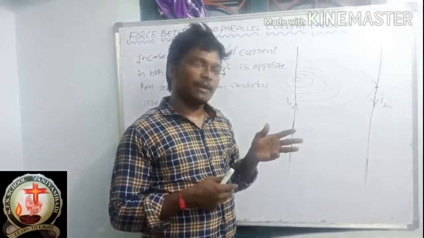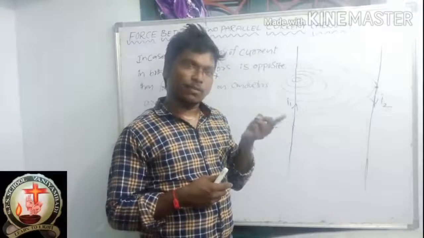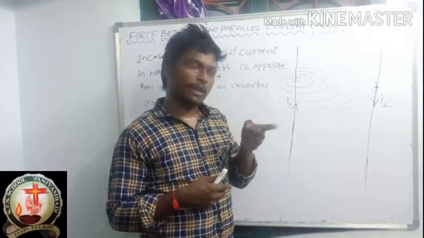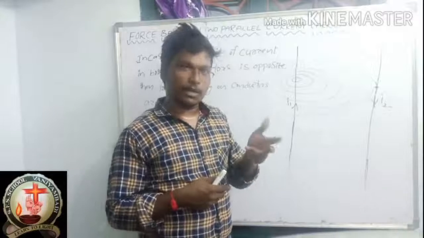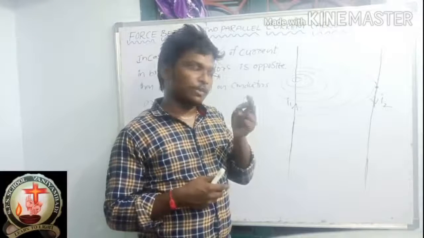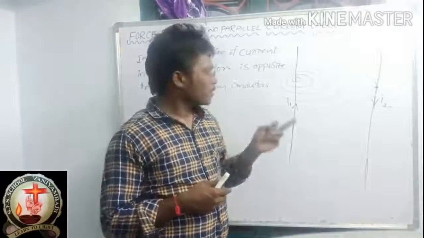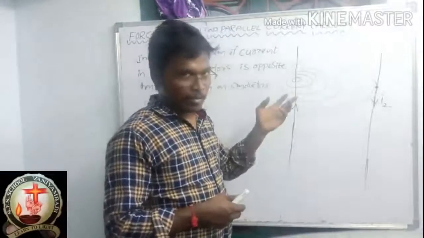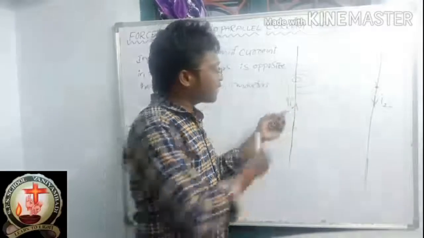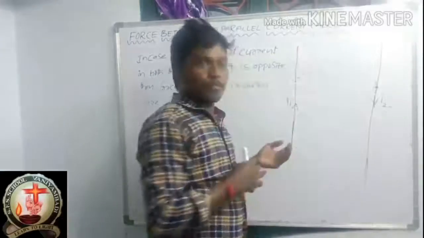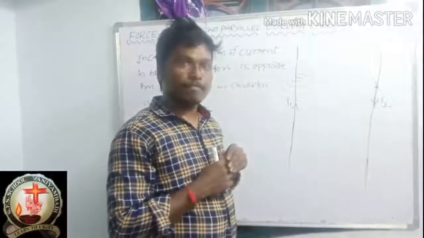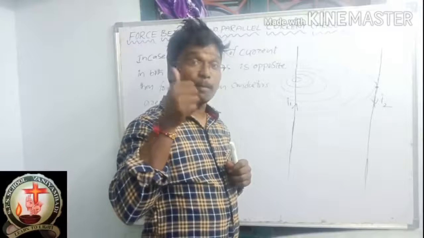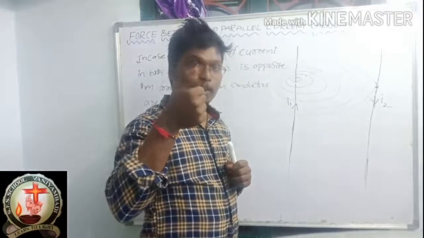In Fleming's left hand rule, the middle finger will indicate the direction of current, the forefinger will indicate the direction of magnetic field, and the thumb will indicate the direction of force, correct? So first of all we have to find the direction of current and the direction of magnetic field. Already we know the direction of current, top upward direction, and this current carrying conductor is producing a magnetic field, but I don't know the magnetic field direction. How to find it? By the use of the right hand thumb rule.